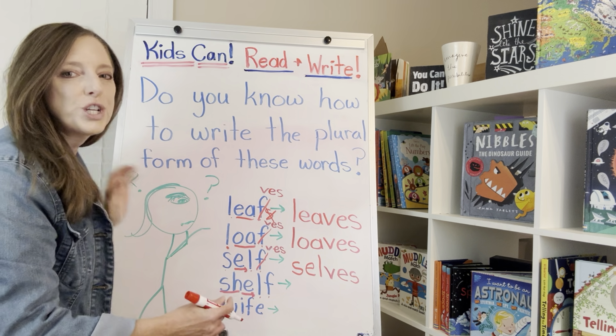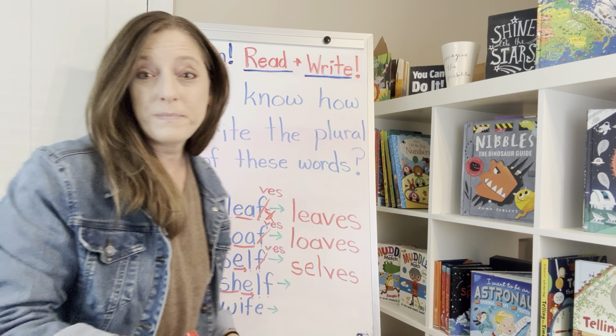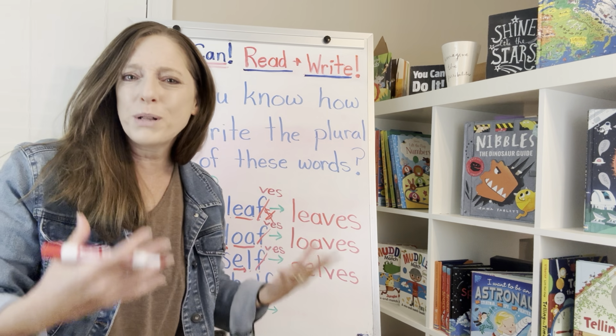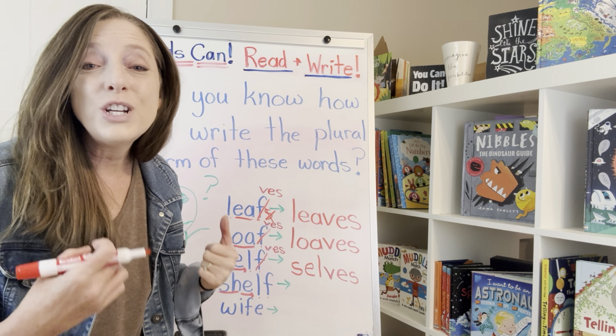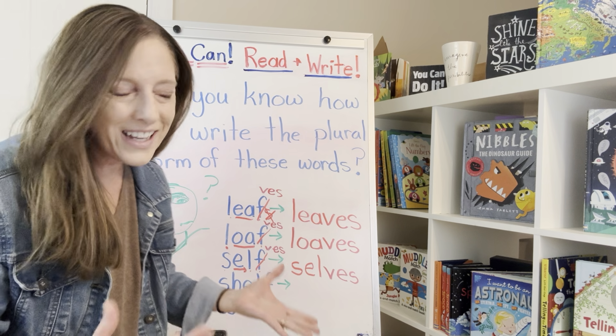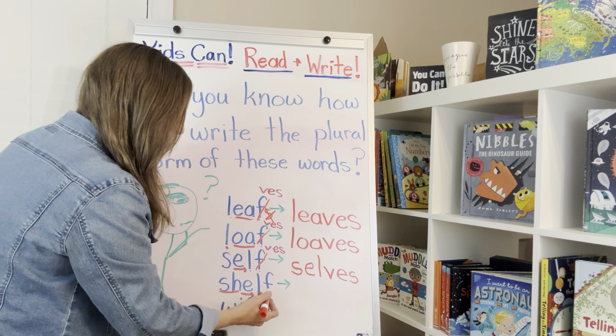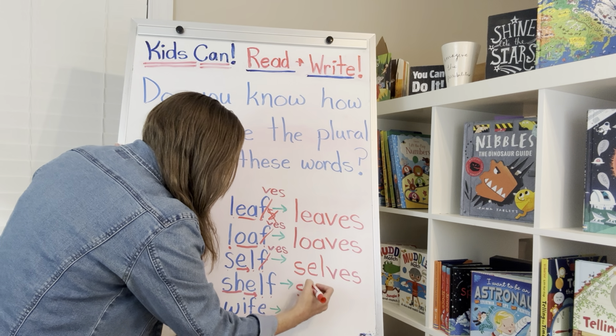There we go. How about shelf? Shelf, like you might put something on the shelf. How would you make that plural? How would you make more than one shelf? You would say shelves. Okay? We don't say shelfs. We say shelves. So again, you start with the same spelling.